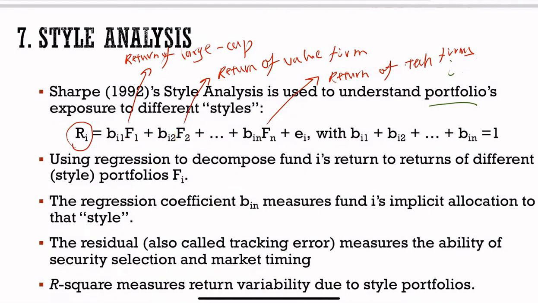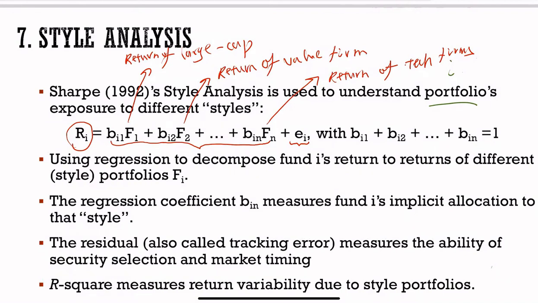Conceptually, there are two major components here. This is the first component. And what you're trying to do is the first component is about your exposure to these different style portfolios. And then you have this second component, EI here. So EI is really the regression residual. And this residual is also called tracking error. So this measures your ability of security selection and market timing.